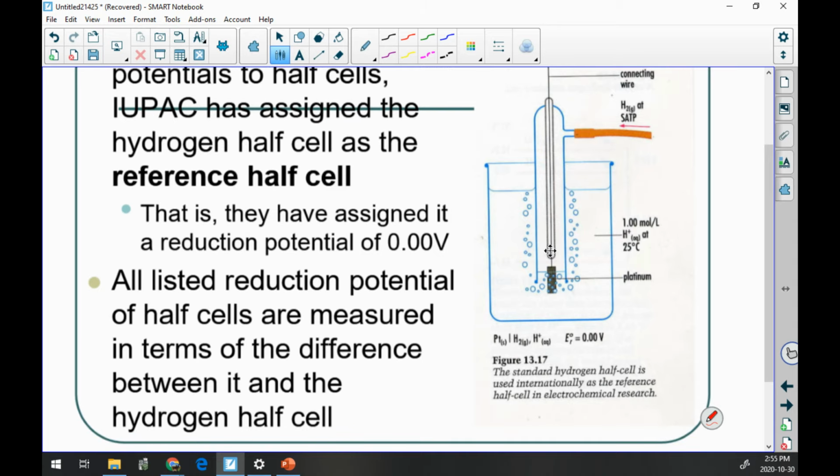The hydrogen half cell looks exactly like this. We take hydrogen gas at SATP and bubble it into a solution, a 1 mole per liter acidic solution where we have hydrogen ions, and just a platinum electrode. What we do from there to get every other half cell is we connect this particular cell to the other cell and read the voltmeter. That's why all these numbers on the side of that table are based upon empirical data.